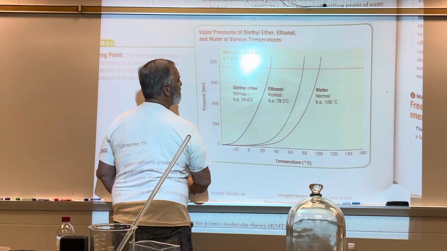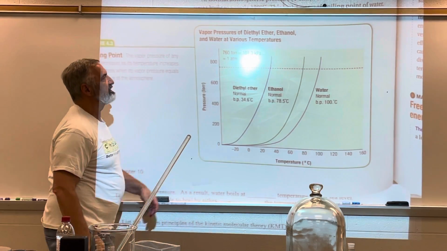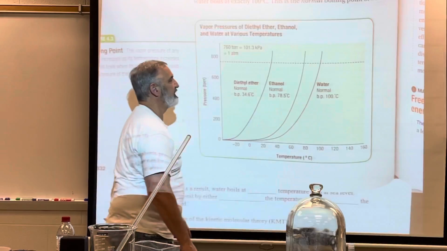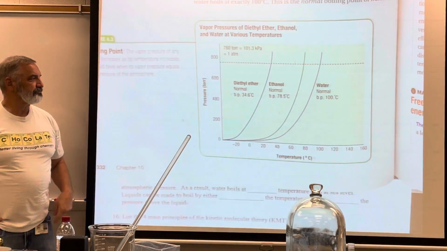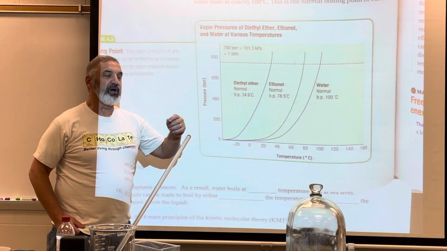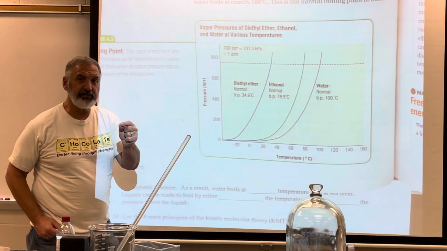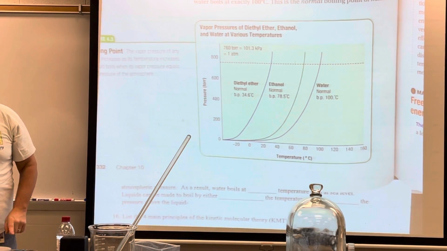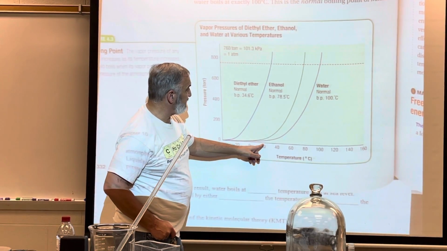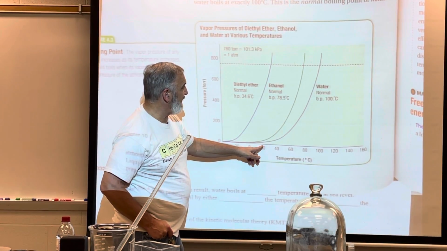This is the graph of 3 different substances' vapor pressures. Try and get rid of the glare. Okay? Now, what did we just say? The higher the vapor pressure, what does that mean about attractive forces? Weaker. The weaker. Okay? So notice that at 20 degrees, which substance has the highest vapor pressure?